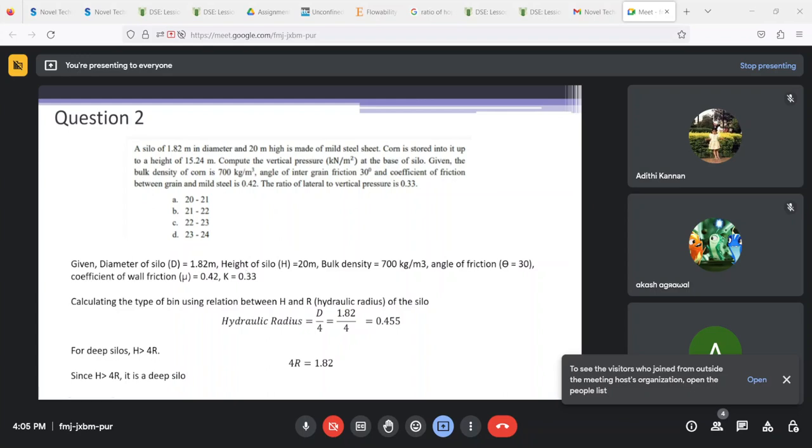So I hope till here it is clear how to calculate the hydraulic radius and what to do to first figure out what kind of a bin we are dealing with. If there is any doubt, kindly let me know.